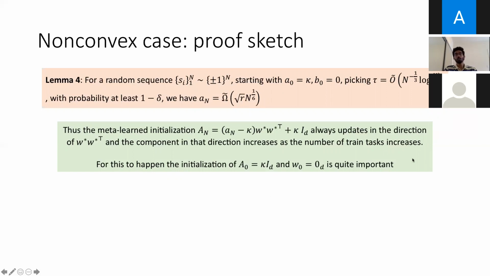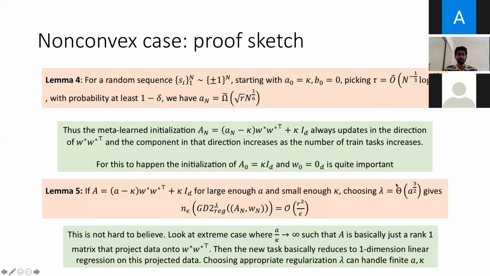And so the key insight is that you have your first layer, which is always increasing its component in the direction of W star transpose. And the question is, why should this help you? It's because if you have an A where the component of W star transpose is extremely large, you essentially have almost a rank 1 matrix. This matrix is just going to project your data onto the subspace of W star. Once you do that projection, your task has been reduced to a one-dimensional linear regression problem. So the sample complexity is going to be constant because the effective dimension is just 1. So it's going to be R square over epsilon.